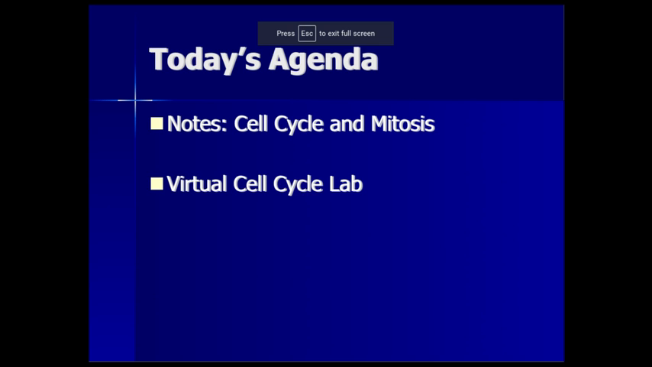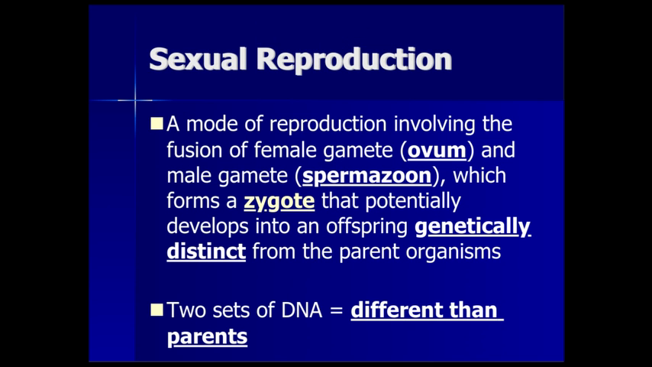All right, today we're going over the cell cycle. First, we're going to look at different types of reproduction. There's sexual reproduction and there's asexual reproduction. Sexual is when you have a female gamete and a male gamete come together and make a genetically distinct or different organism than the parents, just like your mom and dad make you. Right? You don't look just like your dad, you don't look just like your mom, you're different. So two sets of DNA different than parents. All right?